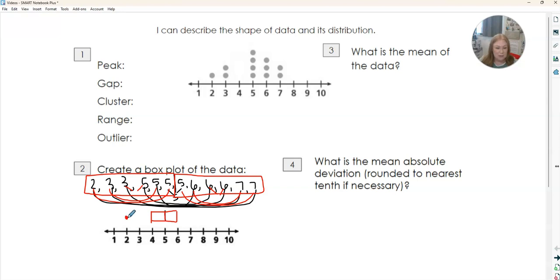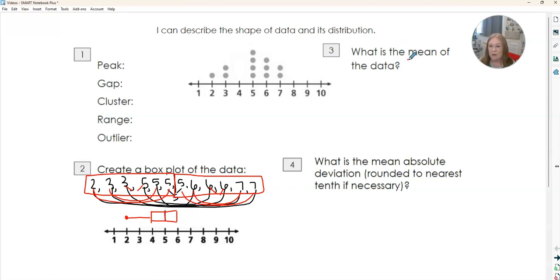So this one, our lowest number is 2, and we're going to connect it. So look and see what is the biggest number, and you're going to do the same thing to the back half. So I'm going to let you finish that part. So we're finding our biggest number is 7, putting our dot, and connecting it there. So there's our box plot with our 4 sections that we created.